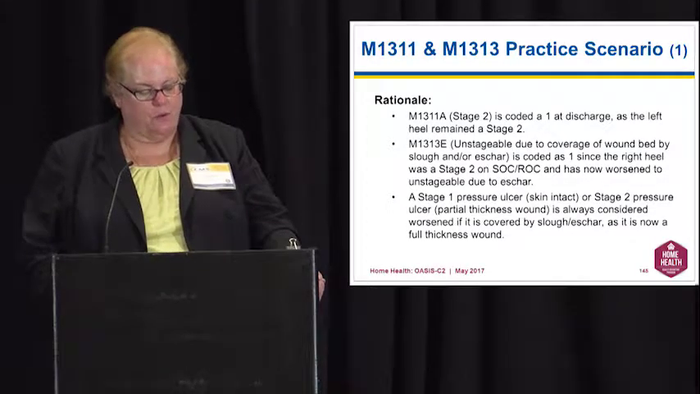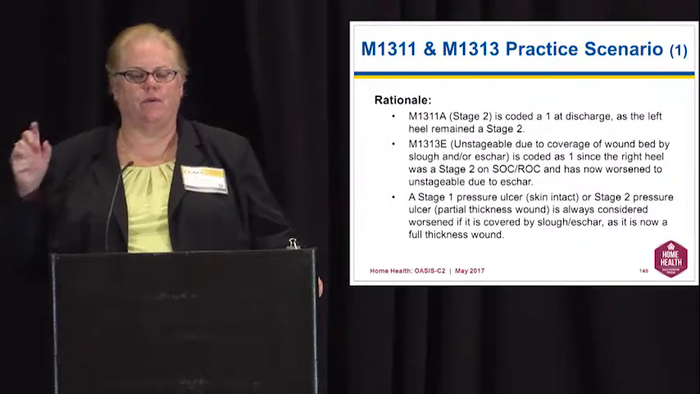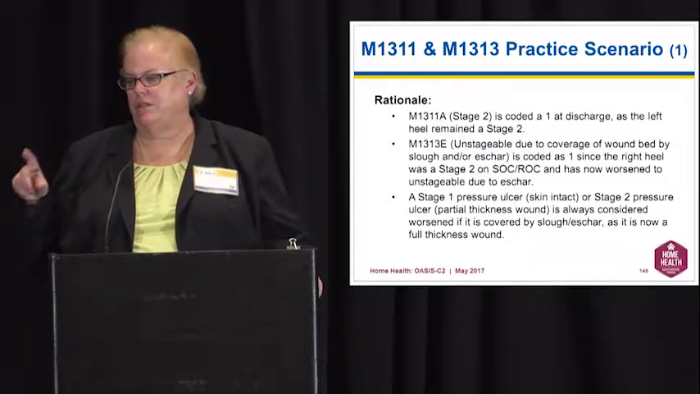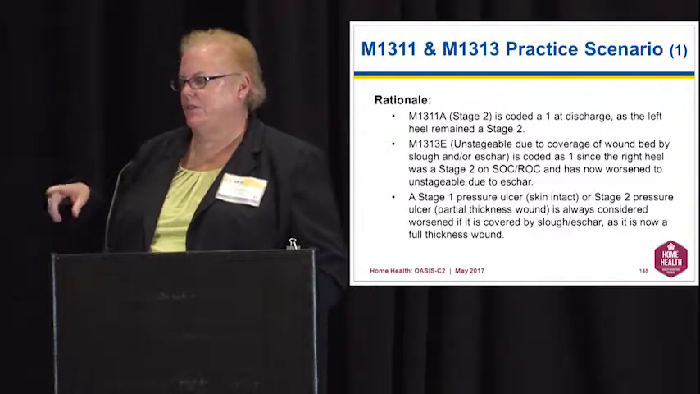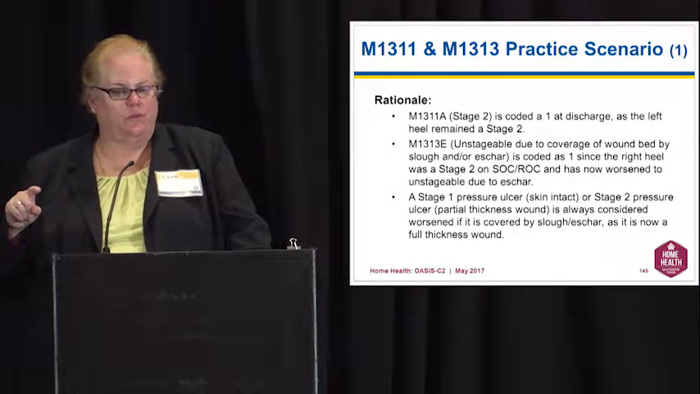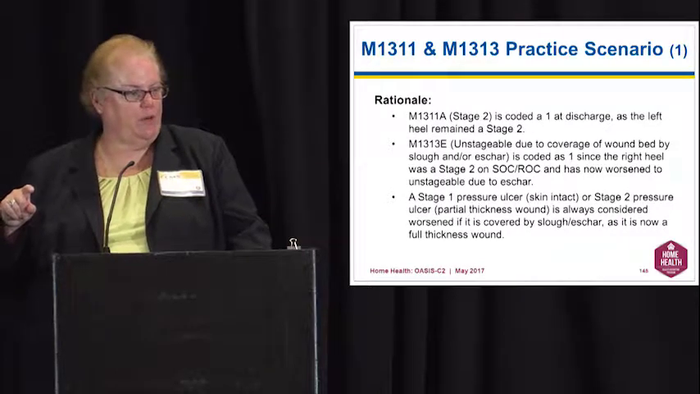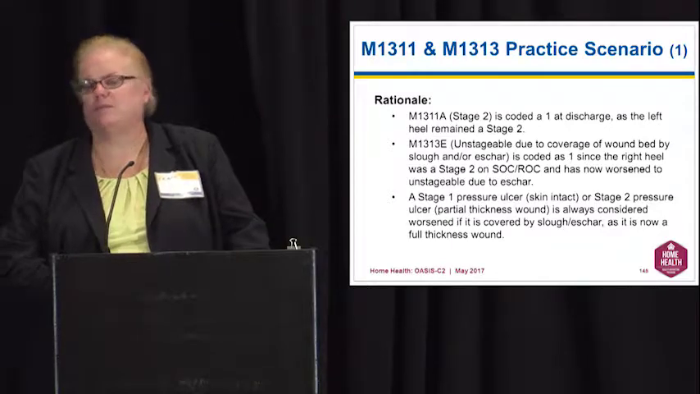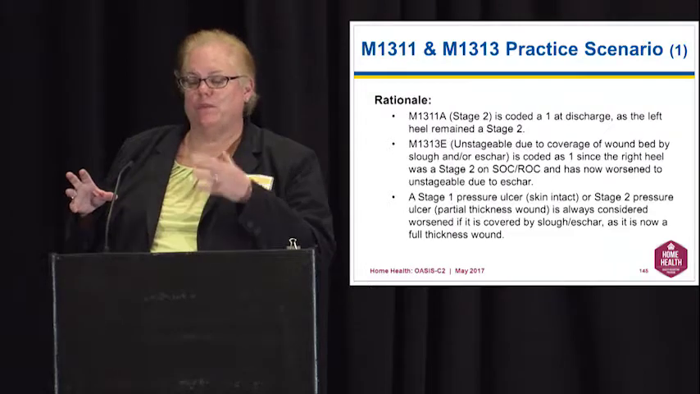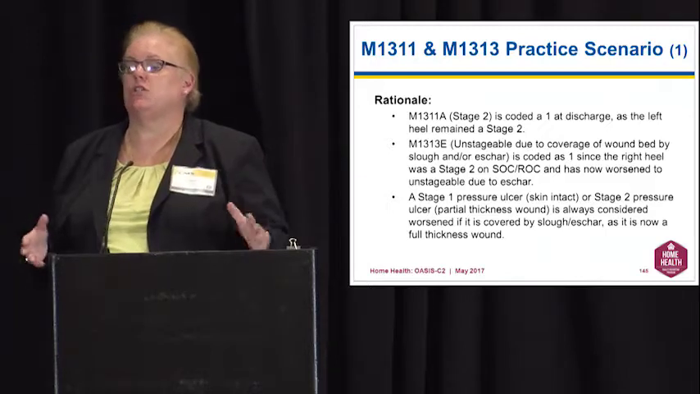So what we're saying in this scenario is, the left heel is fine, we got that. That right heel that went from that stage 2 is now actually worsened. And this is the scenario where we can say it's worsened because it's covered in eschar, because a stage 2 never can have eschar or slough in it, correct? Where are my wound care people? Correct? Yes. So the fact that we have eschar tells me it's minimally at least a 3. Could be a 4, but it's at least a 3. It's worsened from a stage 2.